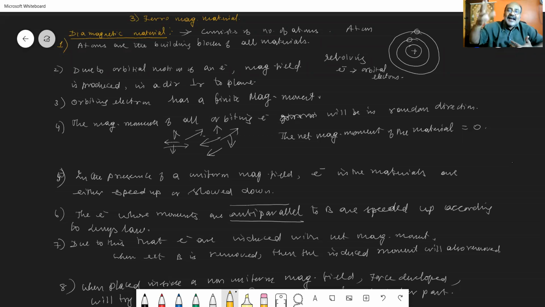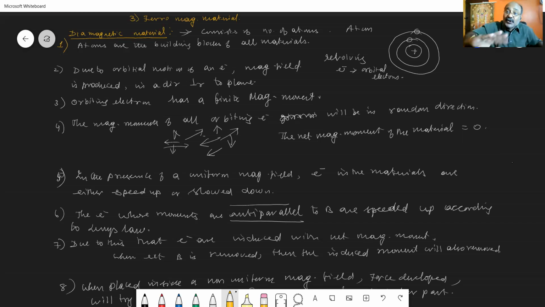But in the presence of an external non-uniform magnetic field, in addition to the induced magnetic moment, a force will also be developed on it, which makes that diamagnetic material move from the stronger part of the magnetic field to the weaker part of the magnetic field. This action of making a material move from the stronger part of the magnetic field to the weaker part, then those materials are called diamagnetic materials, and that action we are calling diamagnetic action. This action can take place only in diamagnetic material.